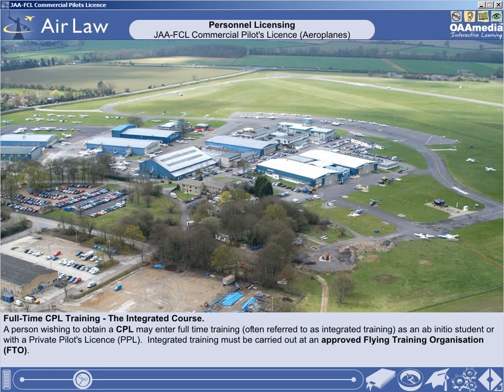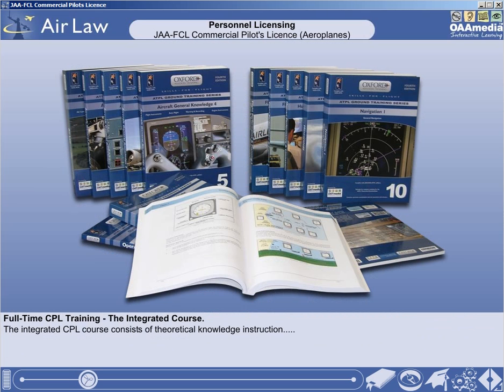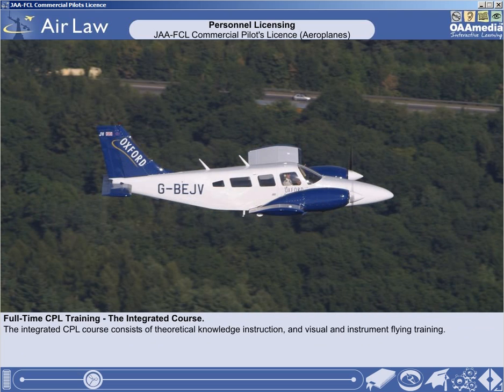A person wishing to obtain a CPL may enter full-time training, often referred to as integrated training, as an ab initio student. That's a student with no previous flying experience, or with a private pilot's license qualification. Integrated training must be carried out at an approved flying training organisation. The integrated CPL course consists of theoretical knowledge instruction and visual and instrument flying training.